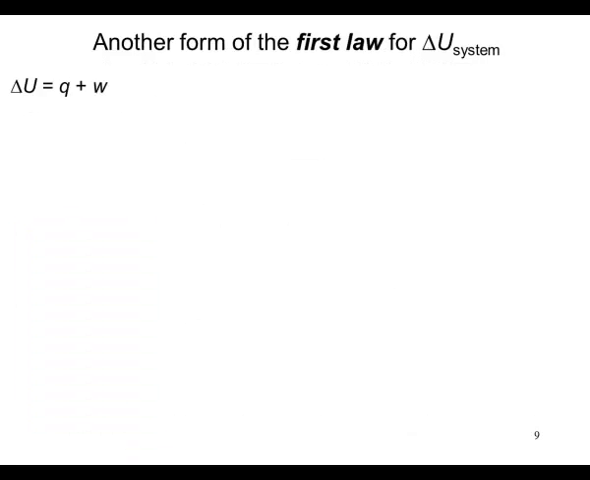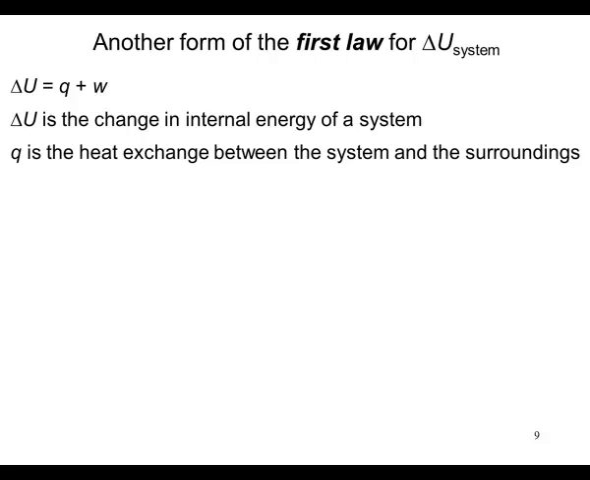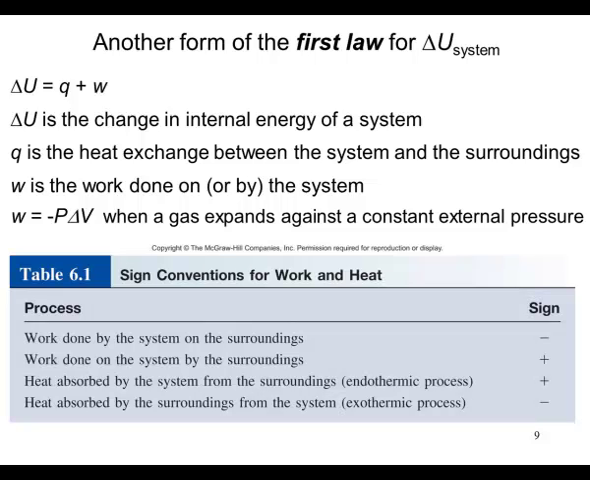Another form of the first law for the change of the internal energy of the system is that the change in internal energy equals Q plus W. Q is the heat exchange between the system and the surroundings. W is the work done on or by the system. W equals the negative of the external pressure P times the change in volume when a gas expands against a constant external pressure. Here are sign conventions for both work and heat.